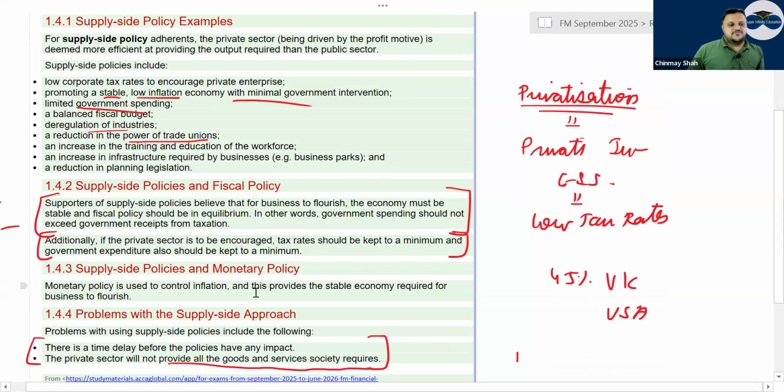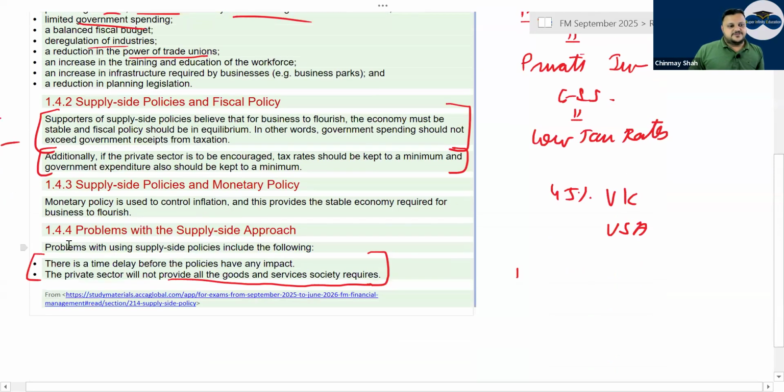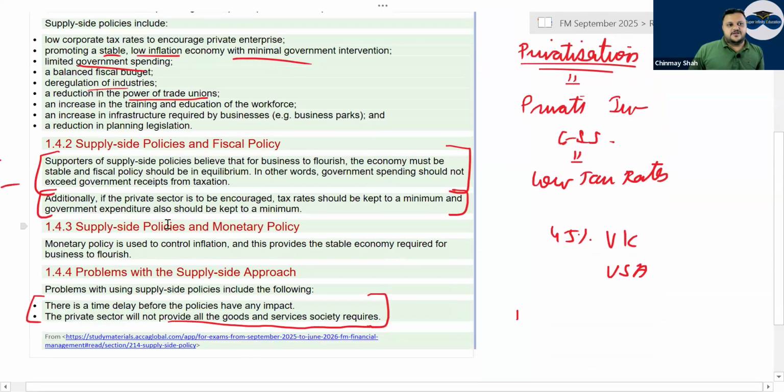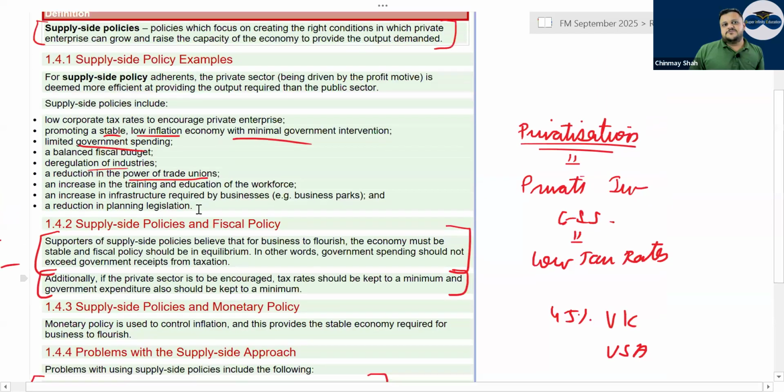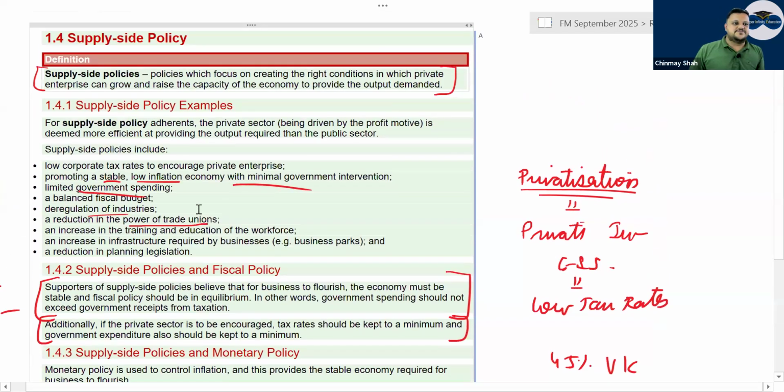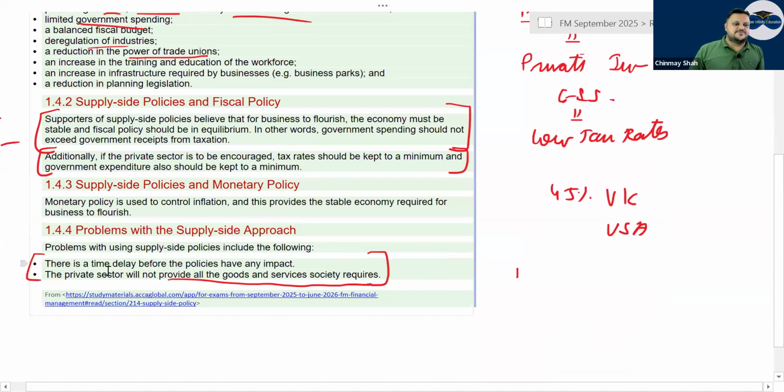So monetary policy is used to control inflation. Look, that is a policy for problems, right? The government will not interfere there. Private companies will go. They are deemed more efficient at providing the output required than the public sector, right? But the problem is that there is a time delay before the policies have an impact in the private sector. The private sector will not give free goods or services, free of cost. There will be no service, correct?